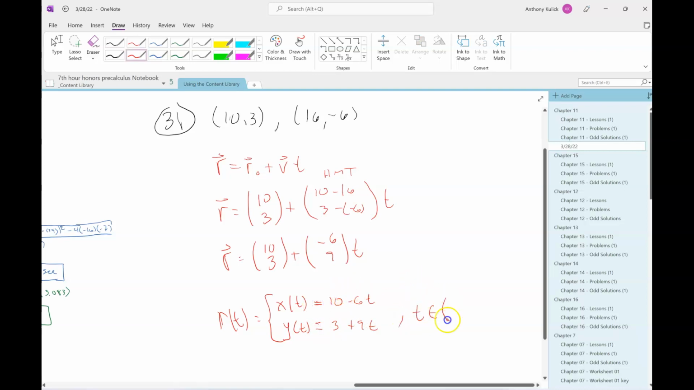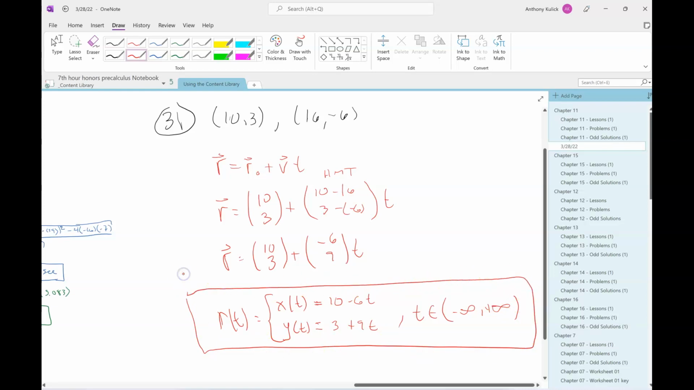And since this is a line, it's going on forever, so I can just use all real numbers as my parameter. If it was a line segment, that's a little bit different, but this one says it's just a line, so.